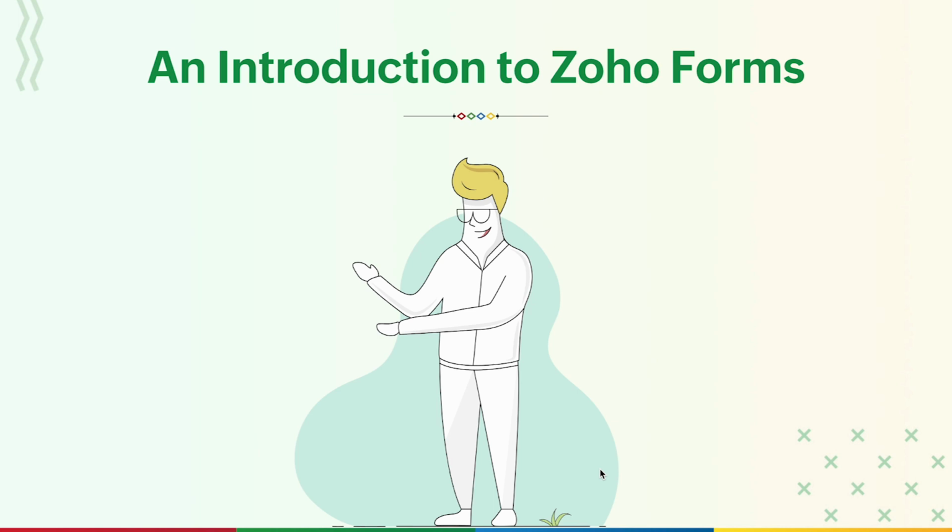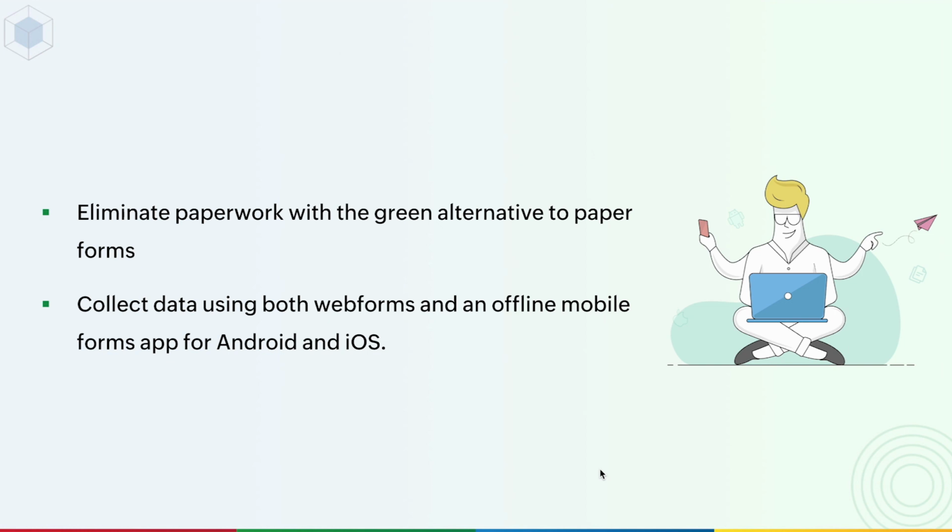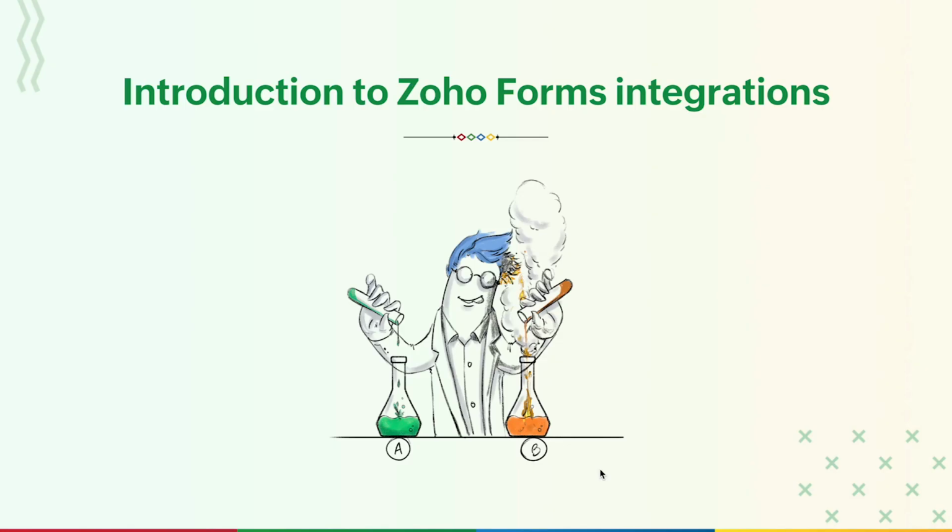So before we get into the details of this integration, let's first understand what Zoho Forms is. Zoho Forms is a no-code online form builder with a simple drag and drop interface that helps you collect data using web forms and offline mobile form apps for both Android and iOS. So with Zoho Forms, you can eliminate a lot of paperwork and automate many workflows. It lets you collect data and allows you to transfer that data to backend apps via useful integrations so that you and your teams can collaborate, analyze that data, and make further decisions.